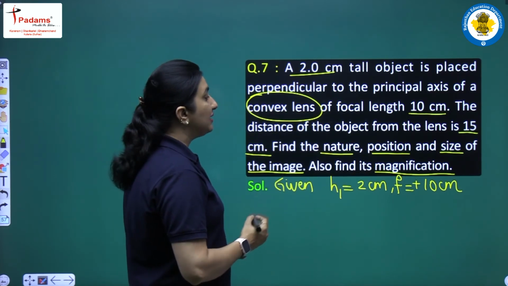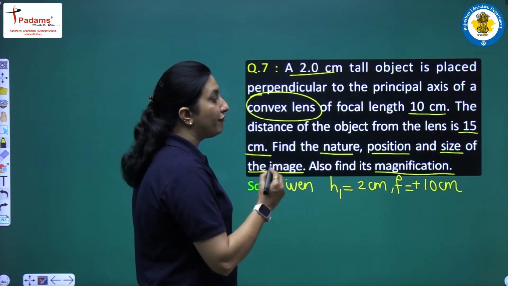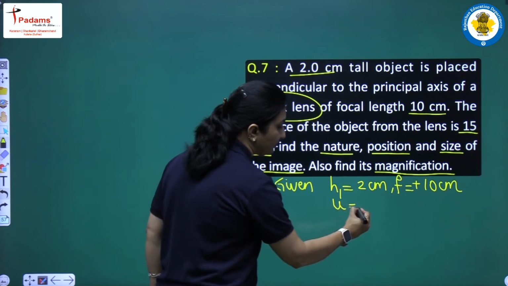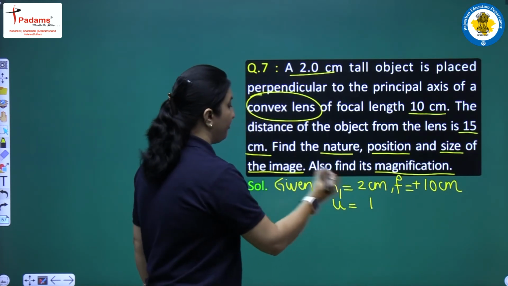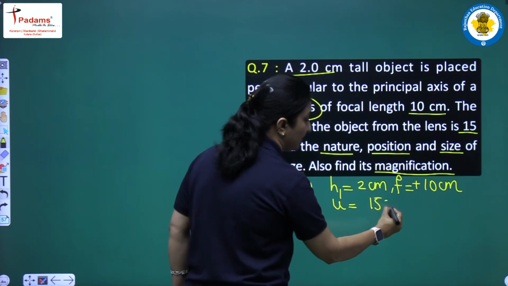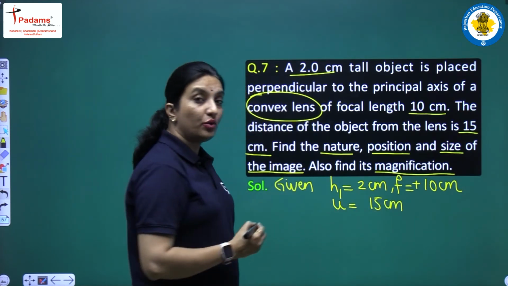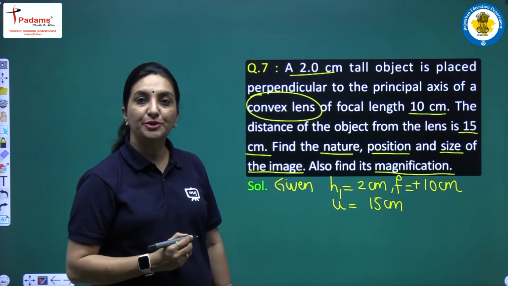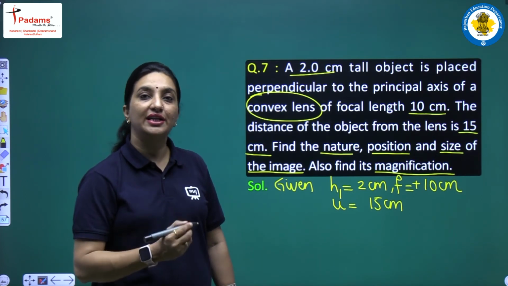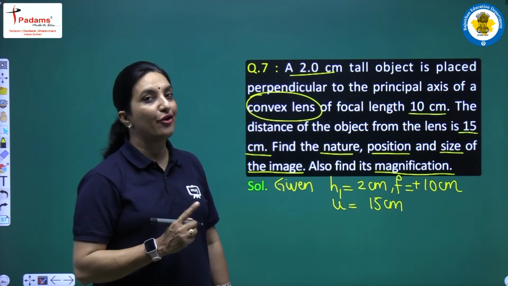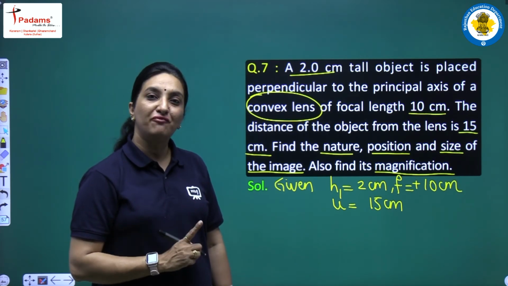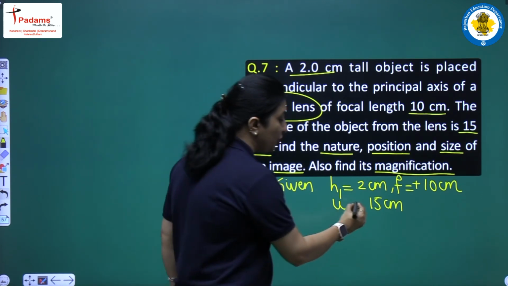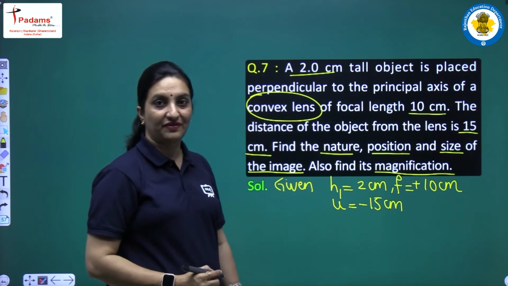Then what is given? The distance of the object from the lens is 15 centimeters, that is U is given and it is 15 centimeters. Now students, here u is the distance of the object from the lens, and since the object is always placed in front of the lens, that is on the left side of the lens, and in order to measure this distance we have to move in a direction opposite to the direction of incident ray of light, u is going to be negative.